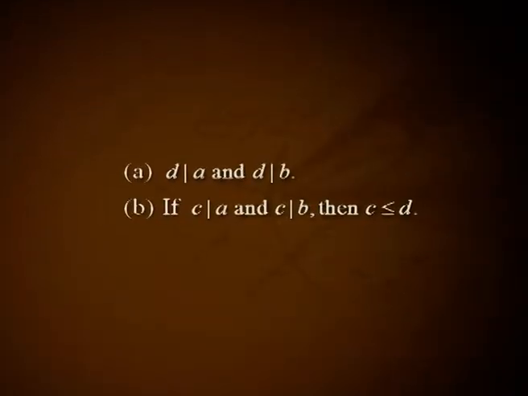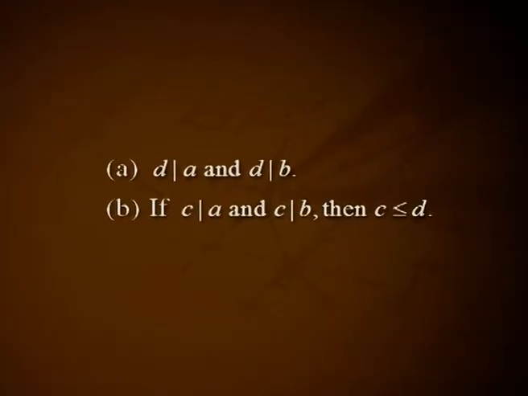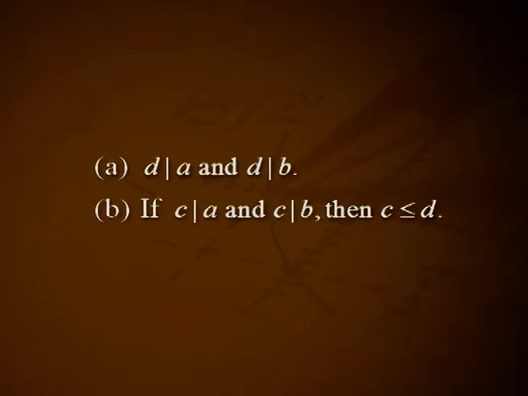The definition follows. Definition. Let a and b be given integers with at least one of them different from 0. The greatest common divisor of a and b, denoted by gcd(a, b), is the positive integer d satisfying the following. A. d divides a and d divides b. B. If c divides a and c divides b, then c ≤ d.